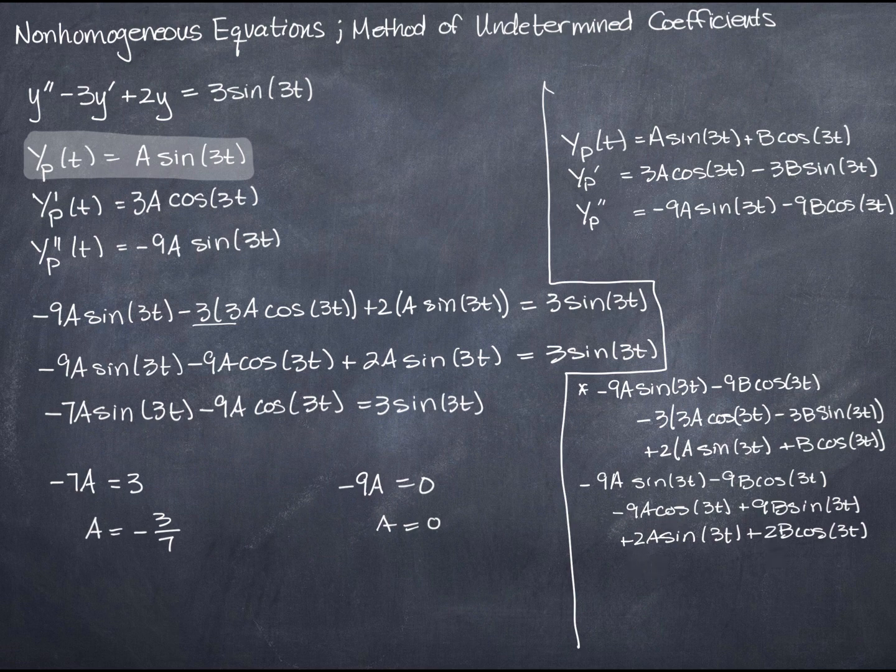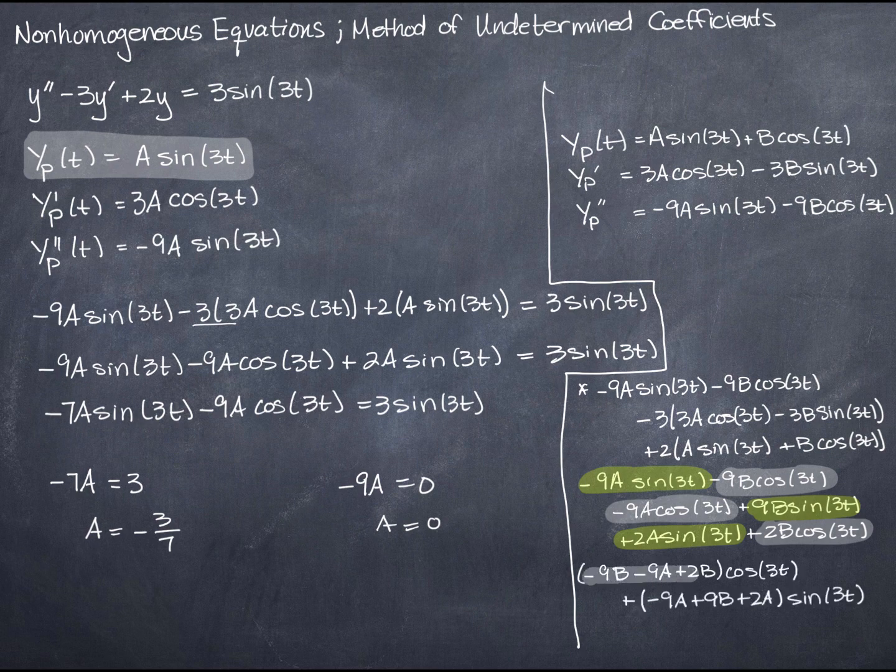And then I'm going to combine like terms. I'm going to combine all the terms that have cosine in them. So I'll collect all of those up, put them together and factor out the cosine, and then I'll do the same with sine. All right.